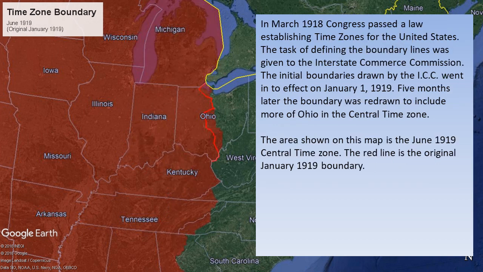In March 1918, Congress passed a law establishing time zones for the United States. The task of defining the boundary lines was given to the Interstate Commerce Commission. The initial boundaries drawn by the ICC went into effect on January 1, 1919. 5 months later the boundary was redrawn to include more of Ohio in the Central Time Zone. The area shown on this map is the June 1919 Central Time Zone. The red line is the original January 1919 boundary.